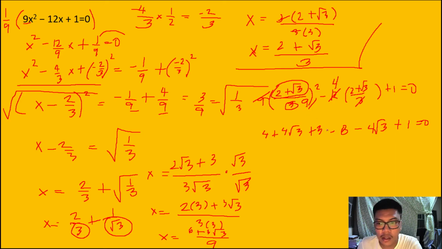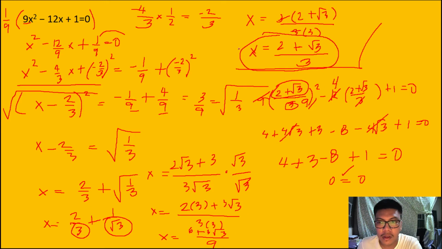So checking na tayo dito, no? So pansinin yung mga terms, ano? So 4 square root of 3 parehas. Then you have 4 plus 3 minus 8 plus 1 is equal to 0. So 4 plus 3 is 7 plus 1, that is 8 minus 8, that is equal to 0. So 0 equals 0. Ibig sabihin, tumama tayo sa sagot natin na 2 plus square root of 3 all over 3 ang factor ng ating equation or ng element niya. Okay.